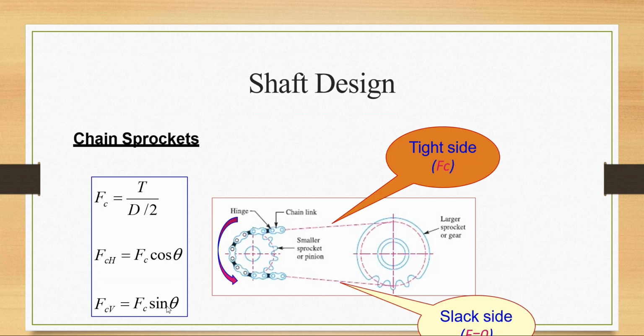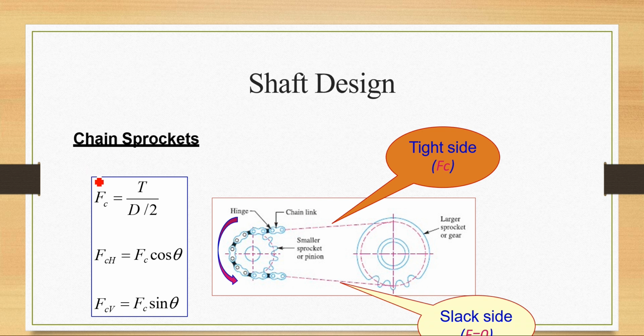And when we solve the problem, you will see how we calculate those forces. Similarly, in case of chain sprocket, because chain sprocket is also one of the power transmitting elements, we have a sprocket and a chain, and the chain has two sides, one is the tight side and one is the slack side. Generally, in case of chain sprocket, the tight side carries all the force and the slack side is equal to 0.